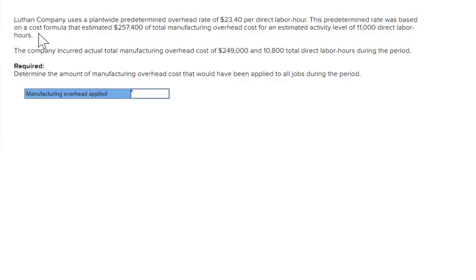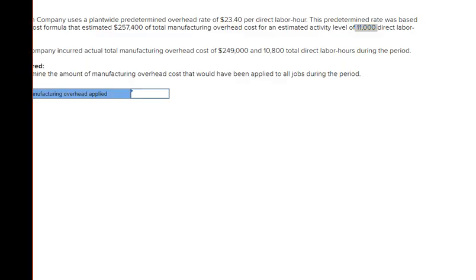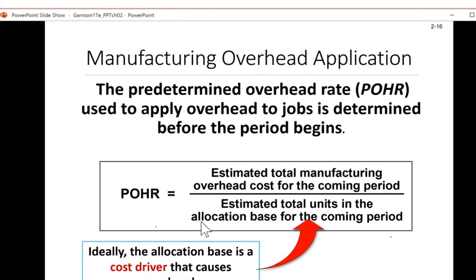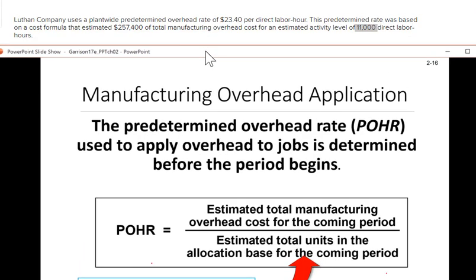So again, when you're doing your homework or your exam, you need to be very clear about what is considered estimated and what's considered actual. Estimated is prior to the beginning of the period. So before you even start the period, you already have these two numbers, and then you use these numbers to calculate your predetermined rate of 23.40.